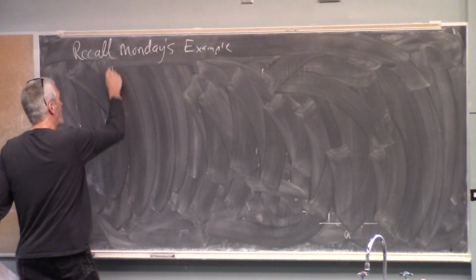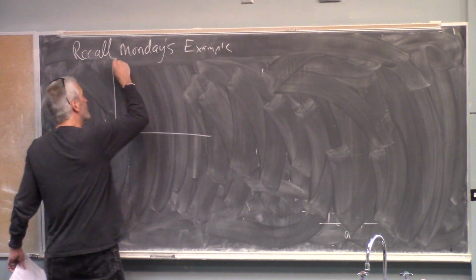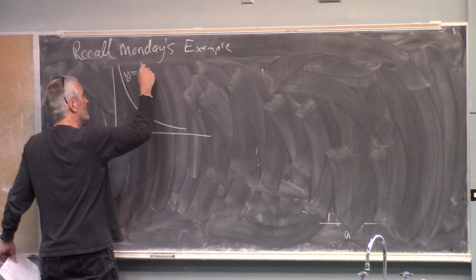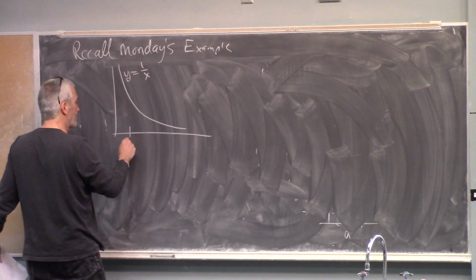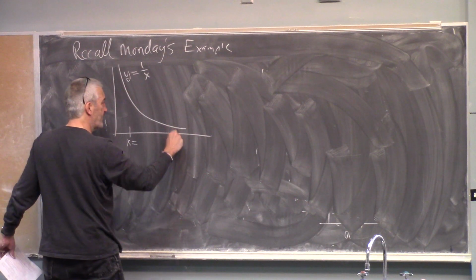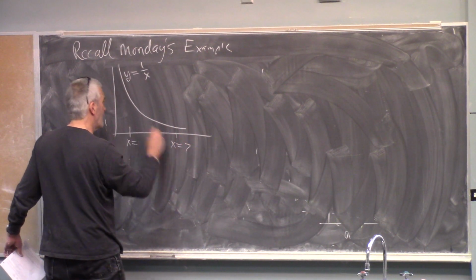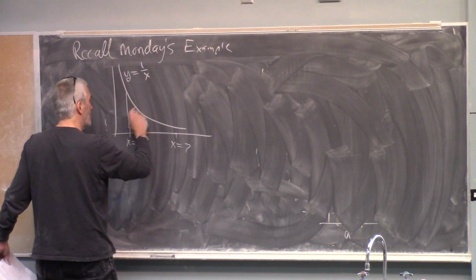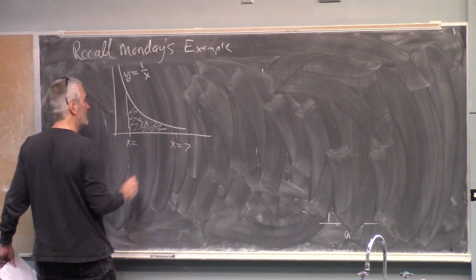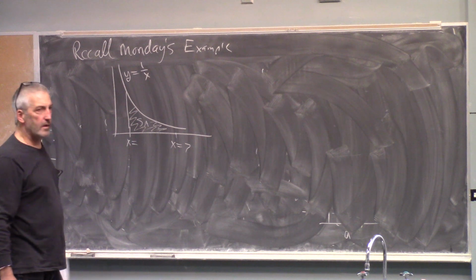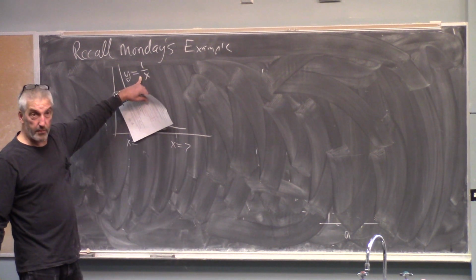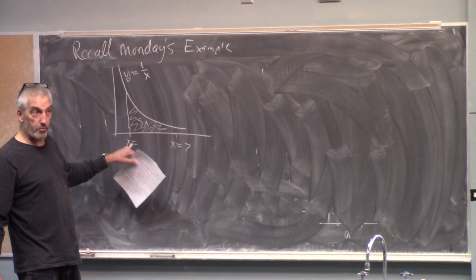So Monday's example, we had the graph of y equals 1 over x. And we started at x equals 1, and we ended with x equals 7. And we are interested in this signed area. So that's a symbol for a signed area, the signed area between the graph of 1 over x and the x-axis from 1 to 7.